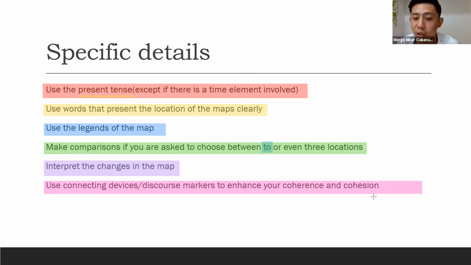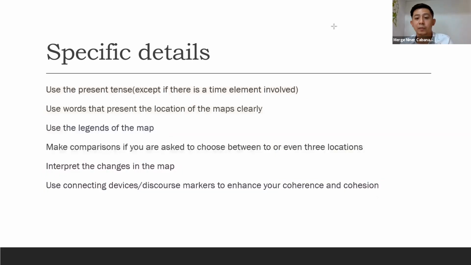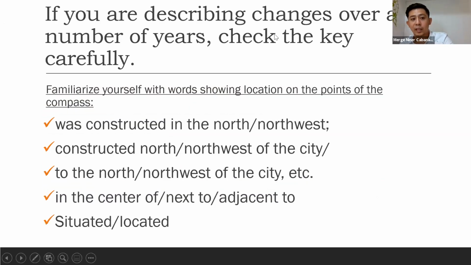So what are those discourse markers? What are those connecting devices? I'm going to let you see them, and I'm going to let you understand how we can use their functions effectively. Okay, so first of all, if you're describing changes over a number of years, check the key carefully. Okay, if you are describing changes over the number of years, check the key carefully. Familiarize yourself with the words showing location and the points of the compass.